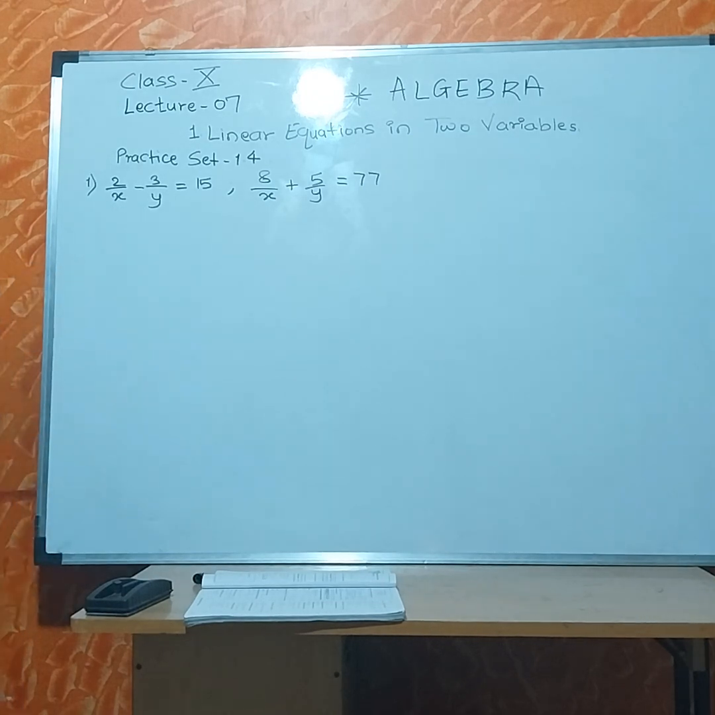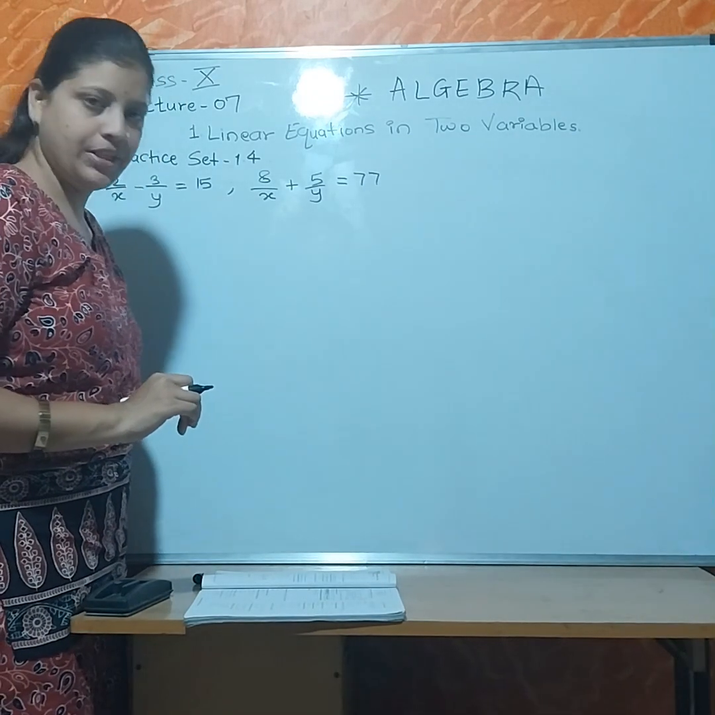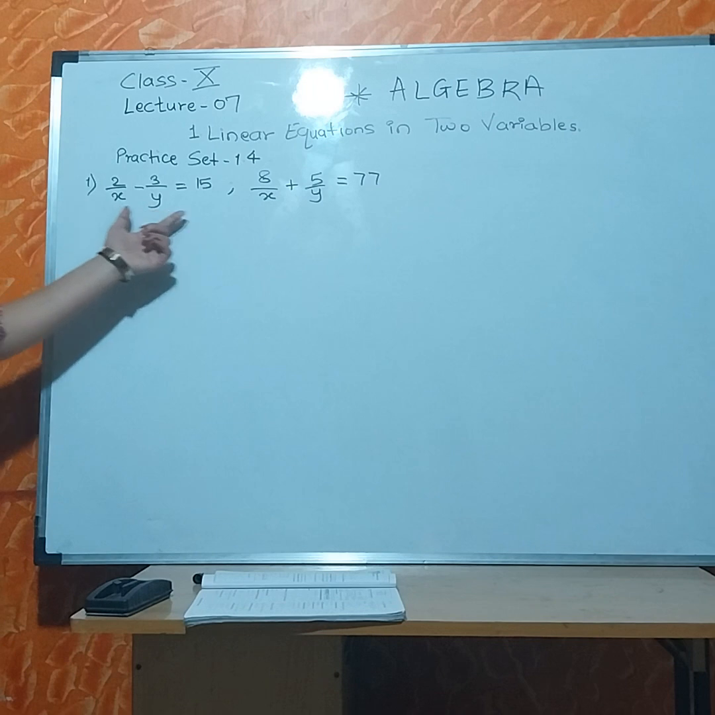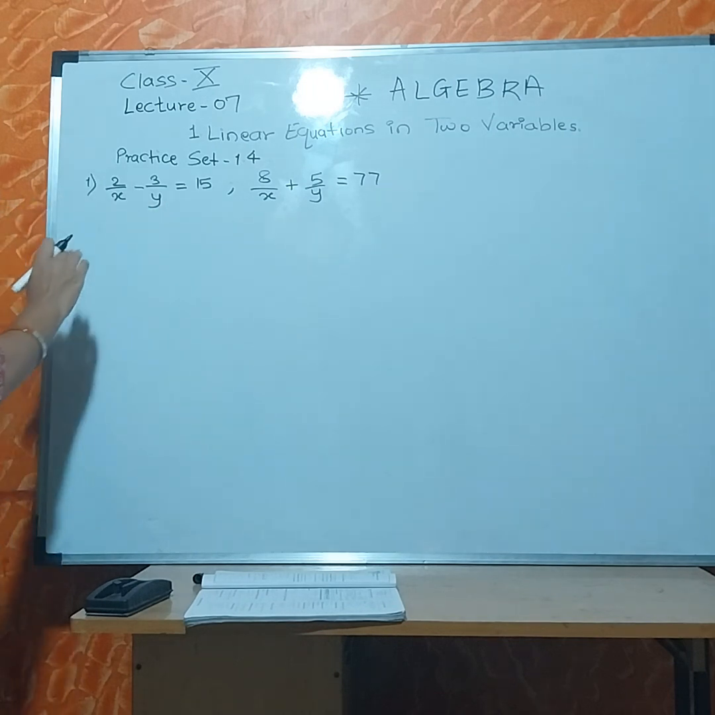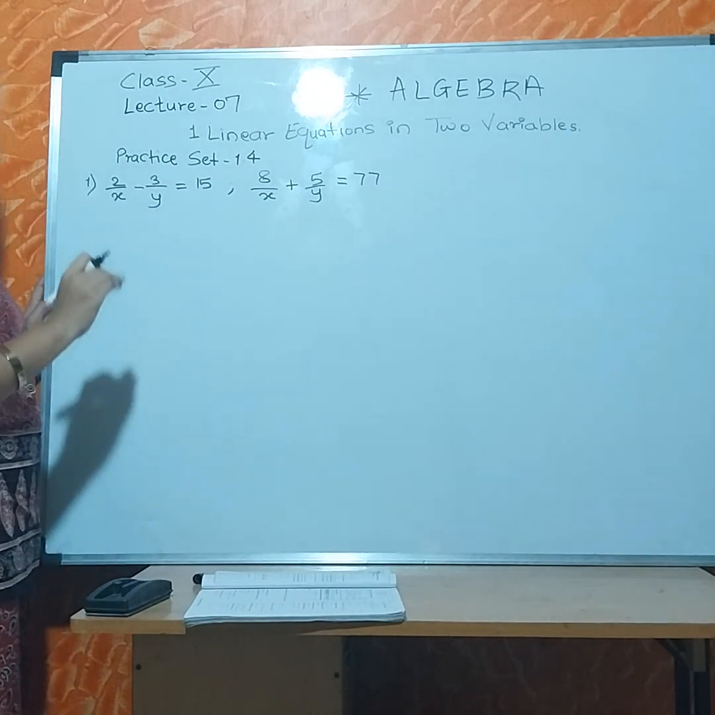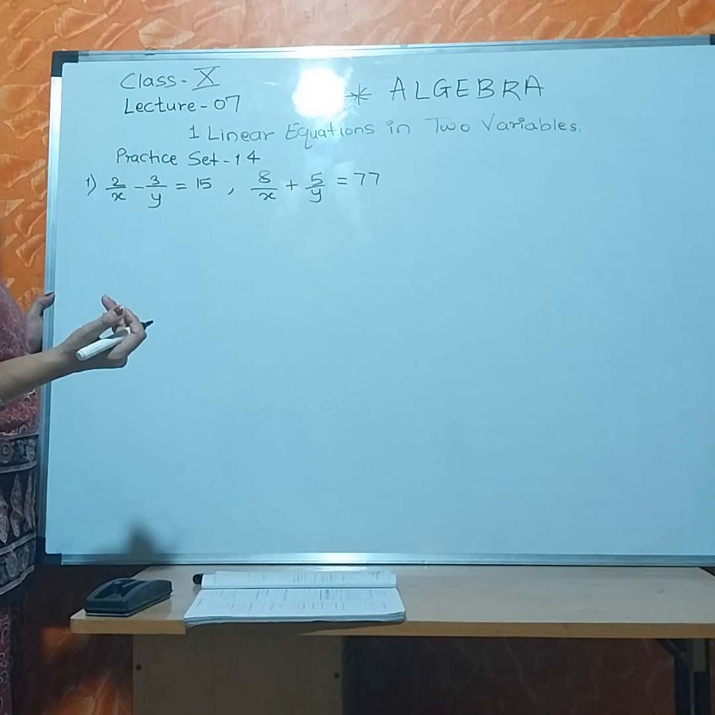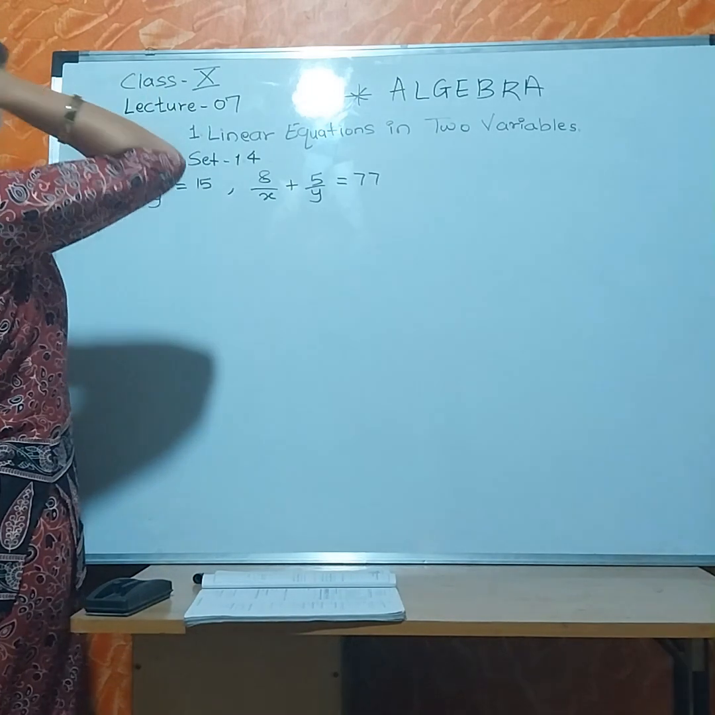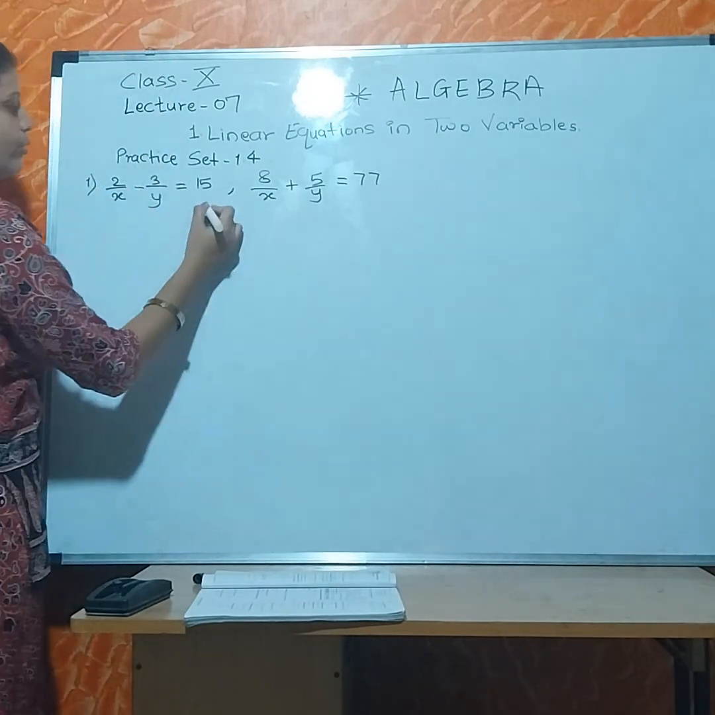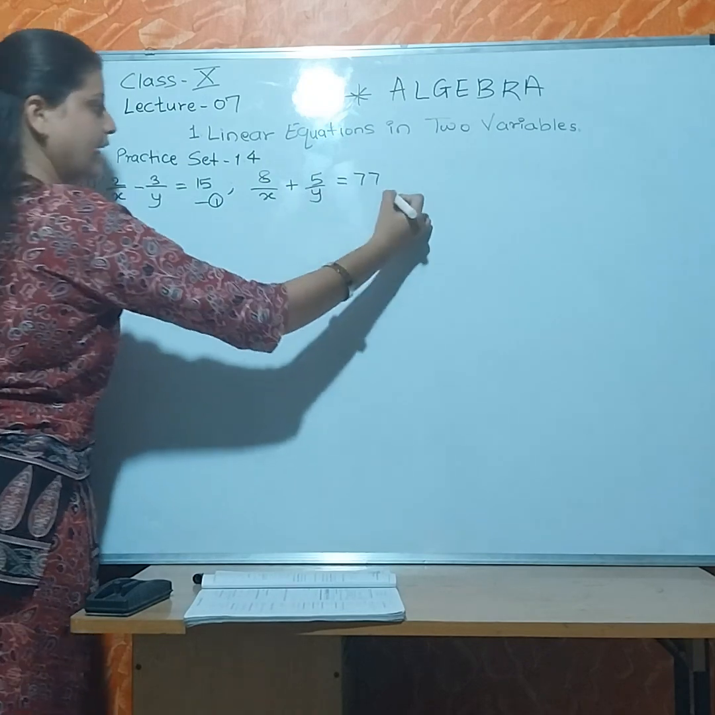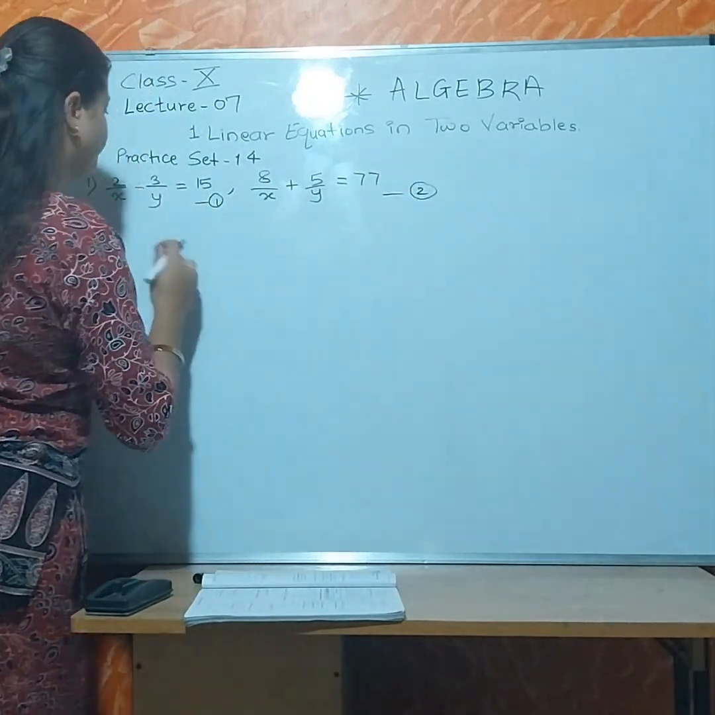What is the question? Solve the following simultaneous equations. Now they have given us equations, we have to solve them. Now here the equations are not linear. First we have to convert them into linear equations. Now this is equation number 1 and this is equation number 2.